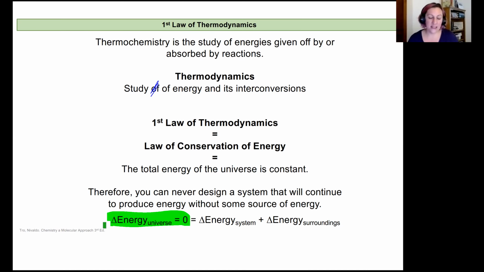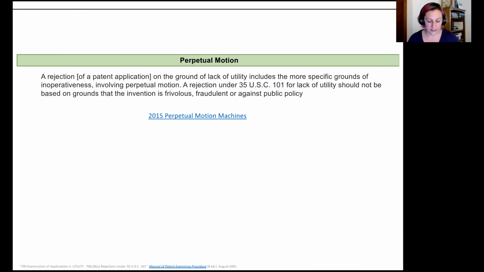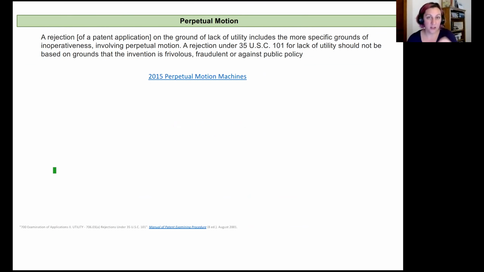And so that means that the change in the energy of any system and its surroundings has to equal zero. Energy can flow between a system and its surroundings, but we can never just completely create new energy. This is a foundational piece of how we think about thermodynamics. And it's a law. And so it leads to things like, let's talk about patent law, right?